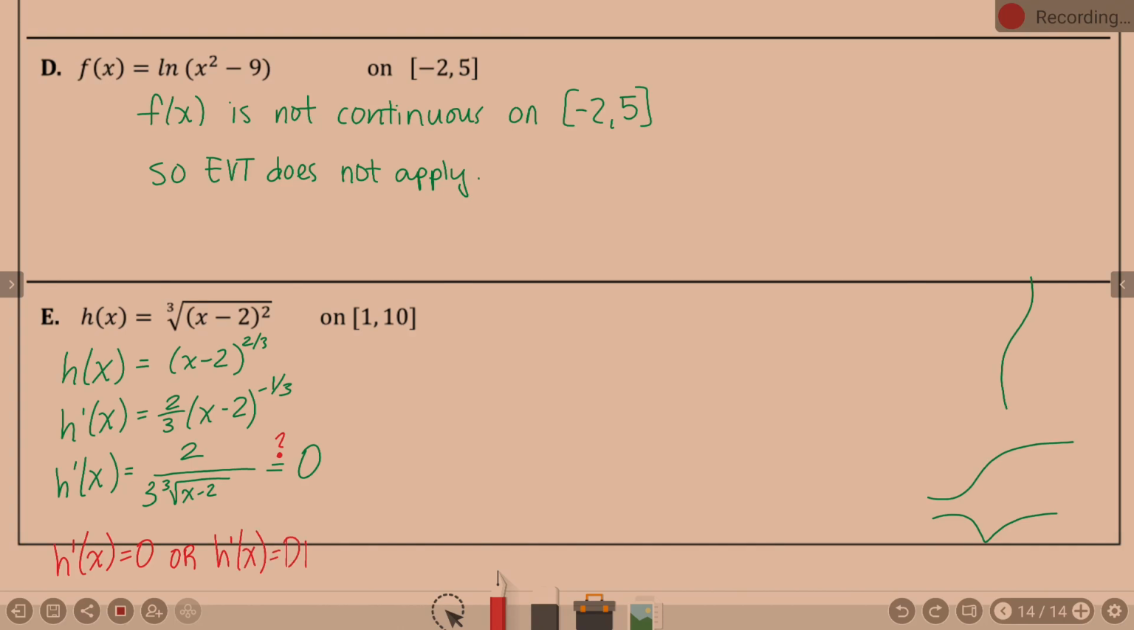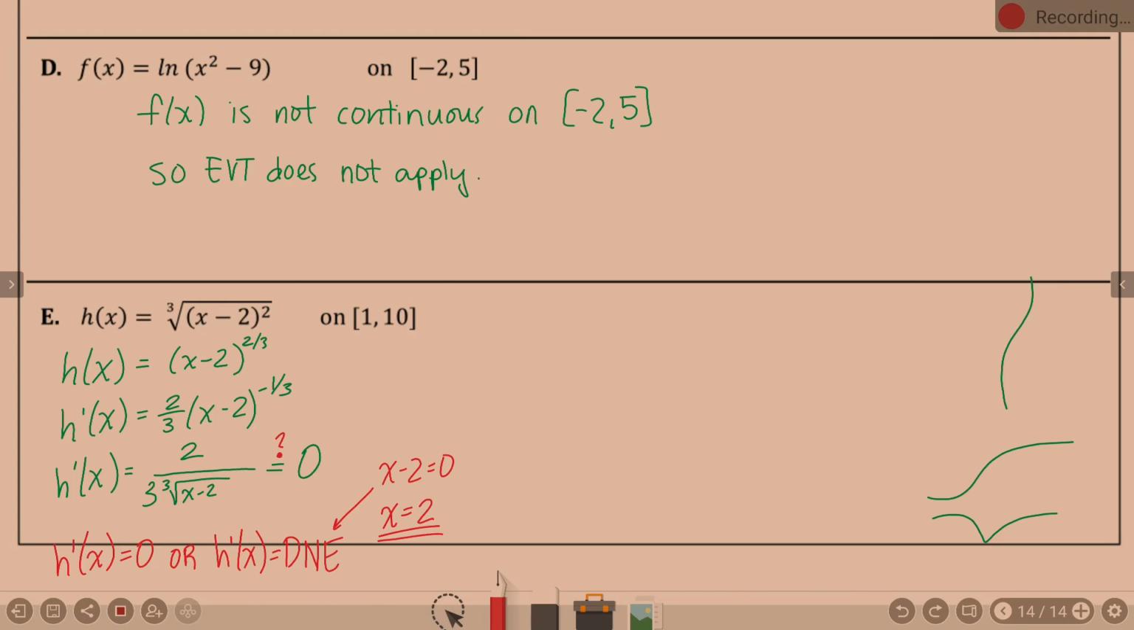When does my derivative not exist? X equals 2, right? In other words, right here does not exist. Set x minus 2 equal to 0. And so at x equals 2, that is a critical value, because it's where the denominator doesn't exist.